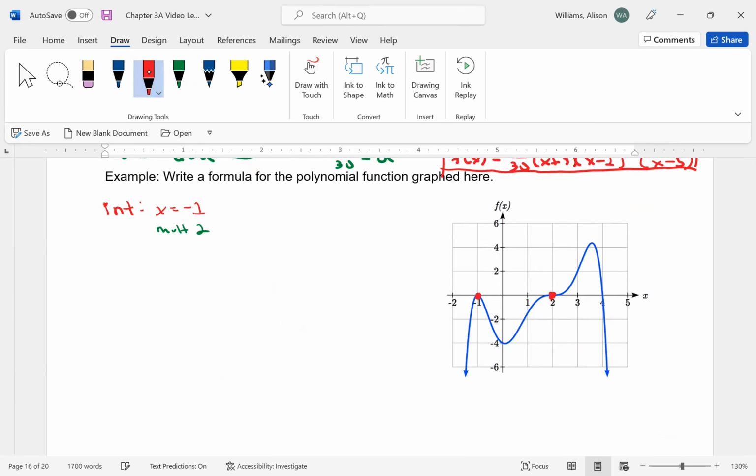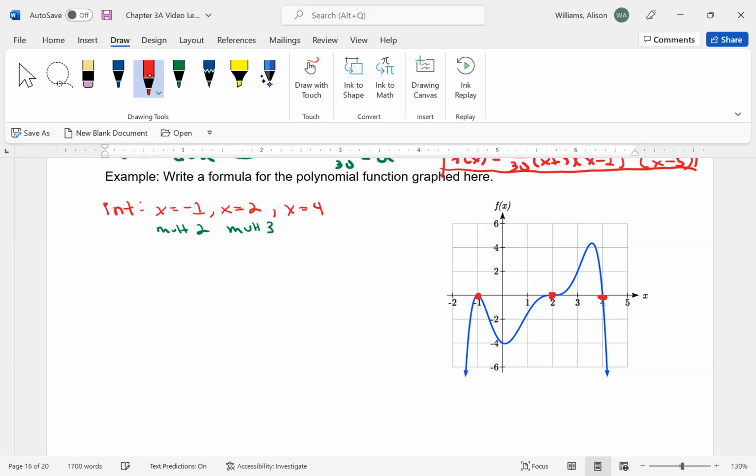x equals 2 is another one. And that has a multiplicity of 3 since it's curving through, kind of like the x cubed equation. And then the last one is at x equals 4.